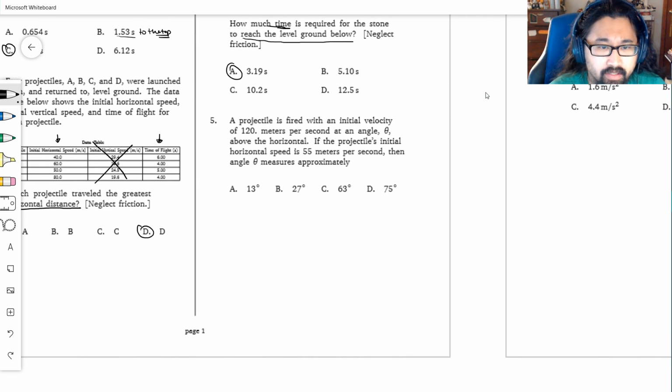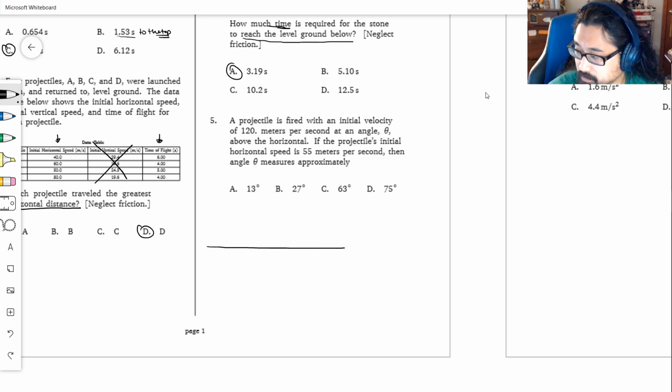Projectile is fired with an initial velocity of 120 at some angle above the horizontal. The initial horizontal speed is 55. Alright, this is what they're telling me. Here's the ground. I'm launching at some angle, which I don't know, but I know that this is 120. I also know that this right here is 55.